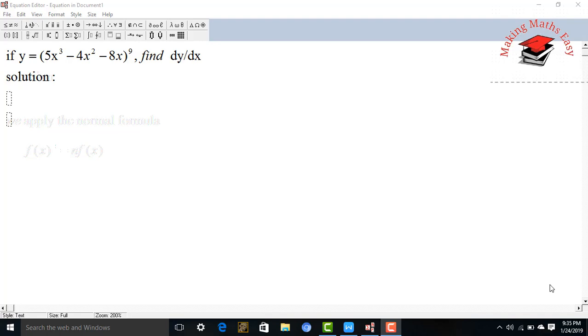Today in this video we are going to solve some important problems in the derivatives. Let's get started. Starting with the derivatives. So this is the first problem. If y is equal to (5x cube minus 4x square minus 8x) raised to 9, then find dy by dx, means find the derivative of y with respect to x. So let's start. First of all, write this here.